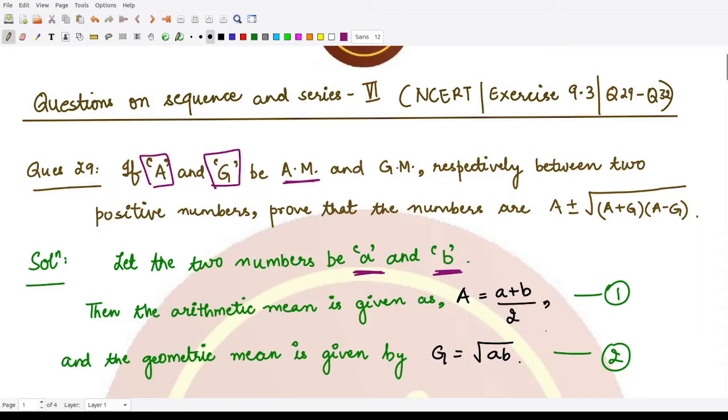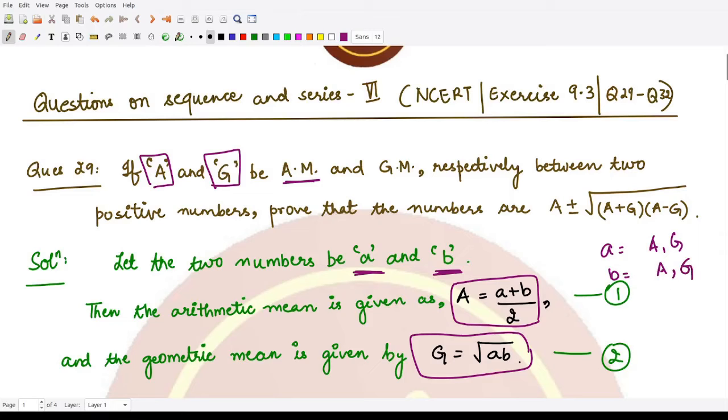Now what we need to do? We need to solve equation number 1 and equation number 2, and we need to find what is the value of a in terms of A and G, and what is the value of b in terms of A and G. So once we are able to find these two values, they should come out to be these two values only. This is what we need to prove here. So in order to do that, we need to solve equation number 1 and equation number 2.